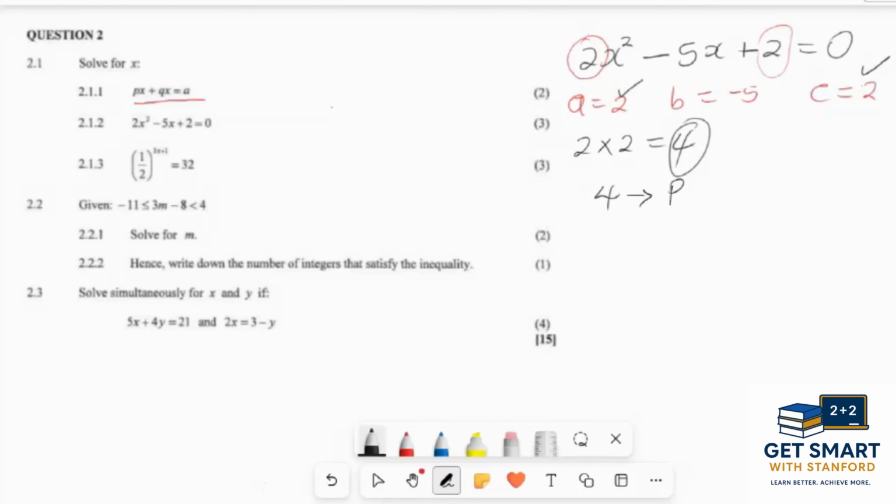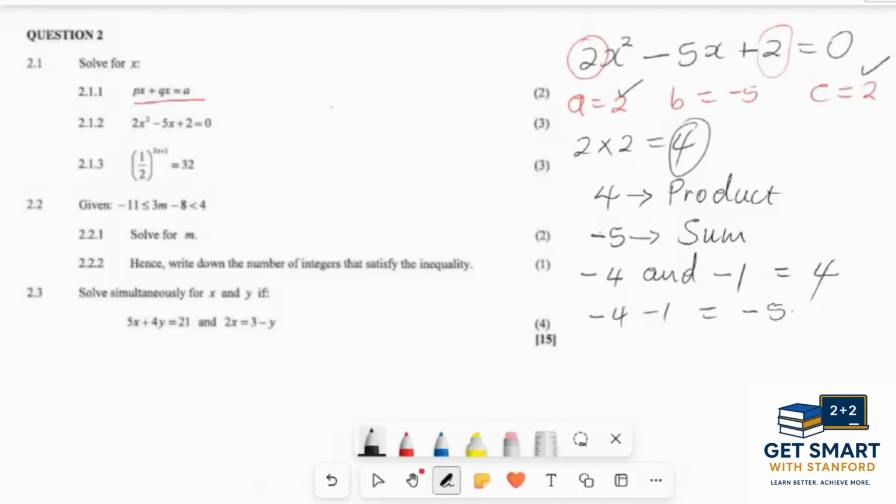They'll give us a product of 4. And those two numbers must add to minus 5. They give us a sum of minus 5. So what are these numbers? If you multiply minus 4 by minus 1, you are going to get a positive 4. And if you add them, minus 4 minus 1, you are going to get minus 5. So that means we are winning.